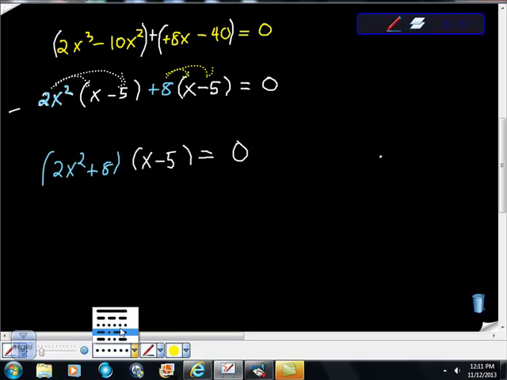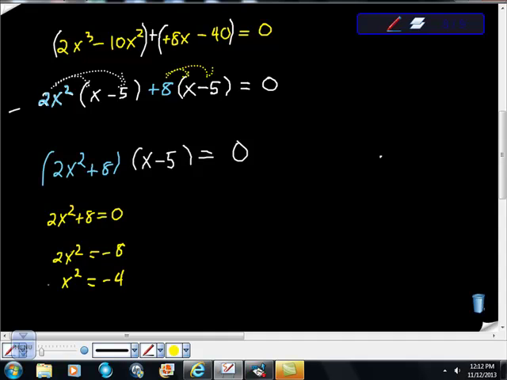So this is what I'm going to do. I'm going to take this piece down here and set this equal to 0. So when is 2x squared plus 8 equal to 0? Hopefully you can see that it's never equal to 0, because we would have 2x squared equals negative 8. We divide both sides by 2, and we get x squared is equal to negative 4. And then we'd be forced to take the square root of both sides, and we know that this answer is undefined. It's actually an imaginary answer. So no solution here. So the question is, do we have a solution here?